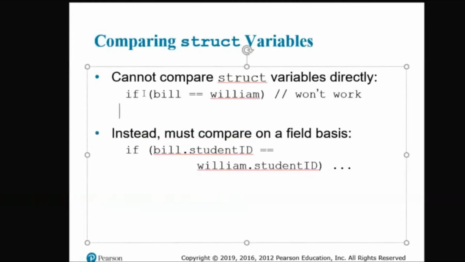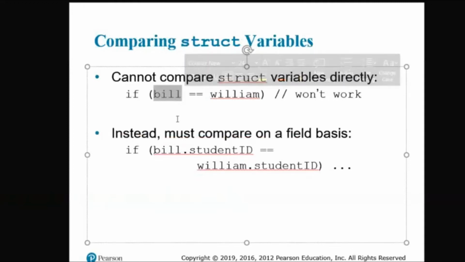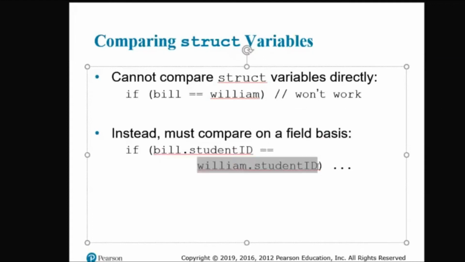Again, you cannot compare two structure variables like this, like bill equal to William. No, because it has different data members, so it will be compared member by member. You see, bill dot student id equal to William dot student id, then the computer can do it. It cannot do it like this.